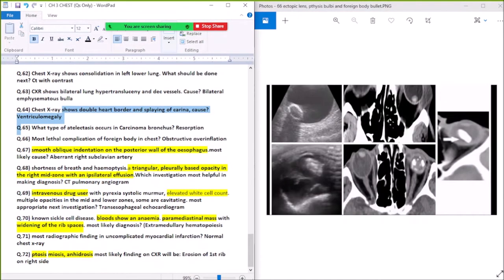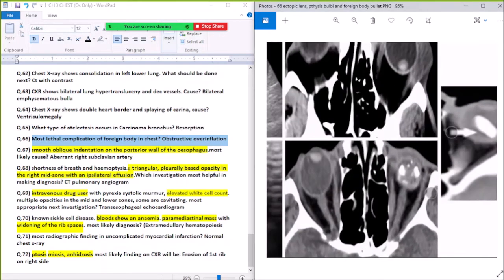Question number 65. What type of atelectasis occurs in carcinoma of the bronchus? Resorption. 66. Most lethal complication of a foreign body: obstructive airway inflammation.